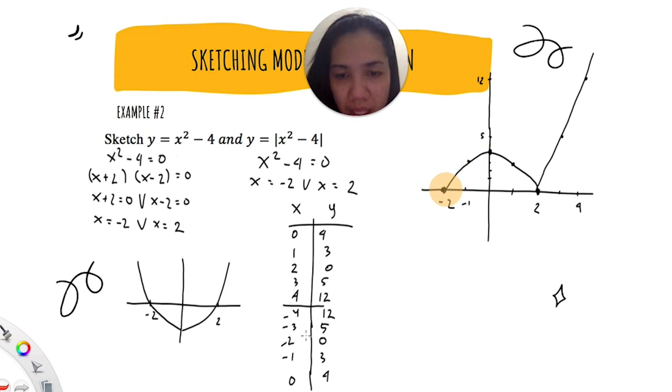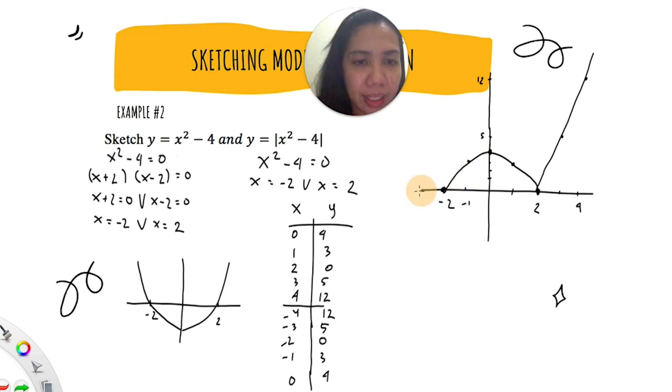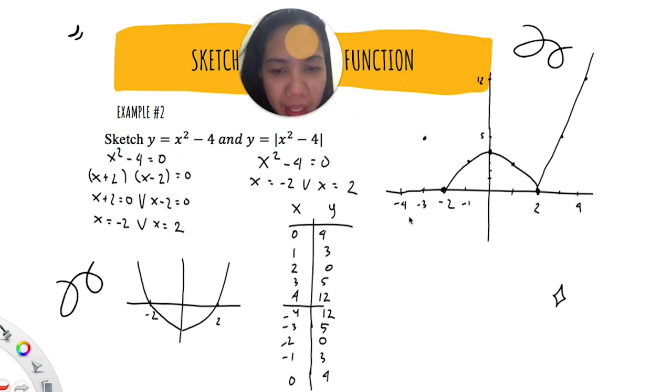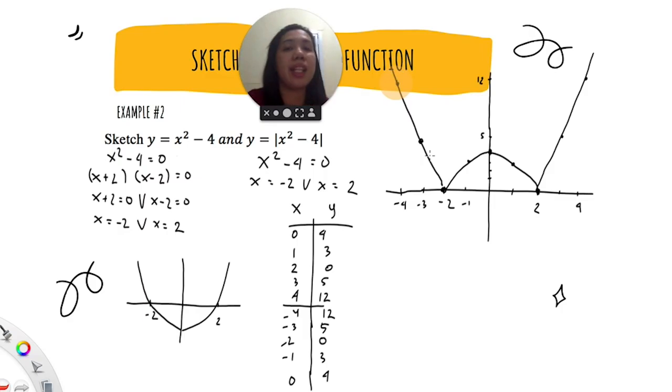The next one is minus 3 comma 5. I extend this line. This is minus 3, this is minus 4. Minus 3 comma 5, so here we have 5, the point in here. And then minus 4 comma 12. This is minus 4, this is 12. In here, we can draw a line like this. This is the graph of y equals the absolute value of x squared minus 4.